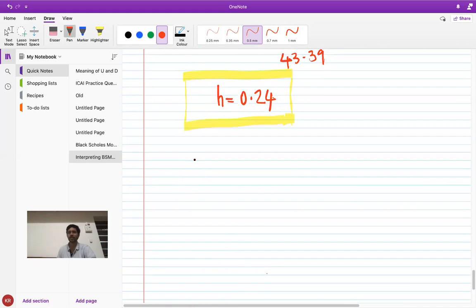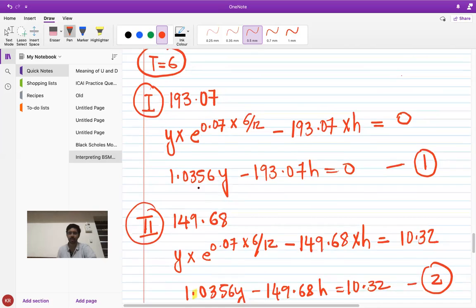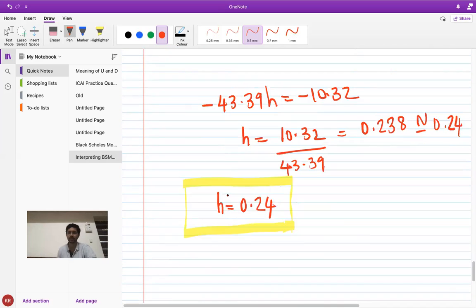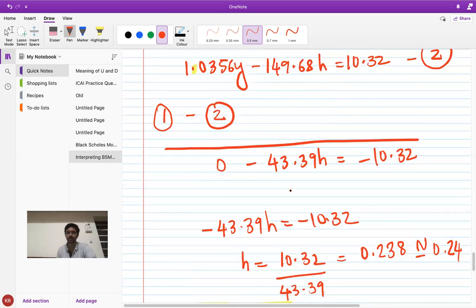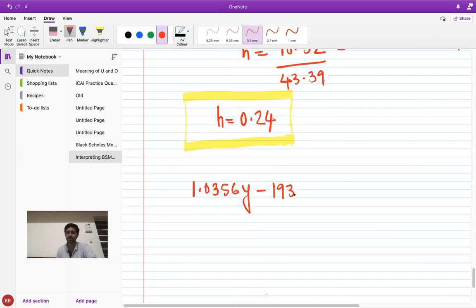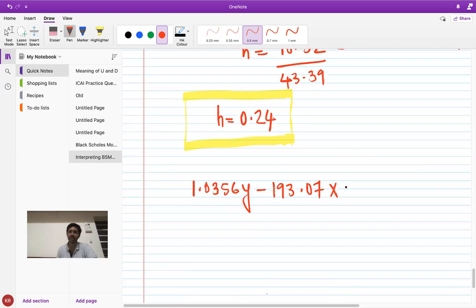When I input h into the first equation, it is 1.0356y minus 193.07 into h. 0.07 into h is nothing but 0.237, 0.24. We're going to have some rounding difference, but I'm okay, is equal to 0. So 1.0356y is equal to, when this term goes on to the RHS, it will become plus, right? 193.07 into 0.24.